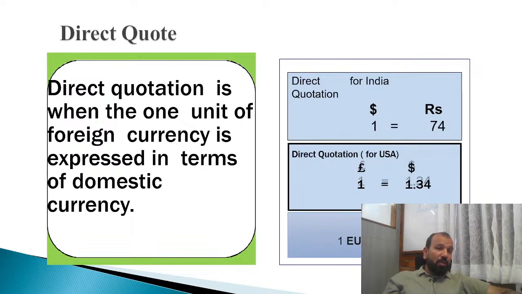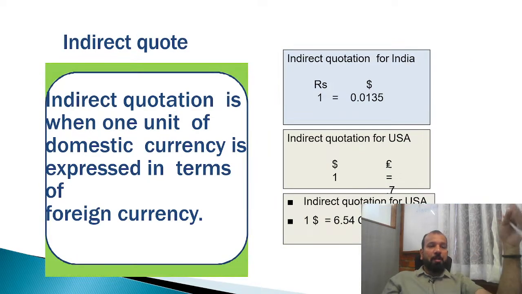The basic concept, direct quote. $1 equals 50 rupees. A direct quote is when one unit of foreign currency is expressed in terms of domestic currency. So $1 equals 74 rupees, that is called a direct quote. You just need to understand how much of your currency you need to pay with reference to the foreign currency, that is called a direct quote.